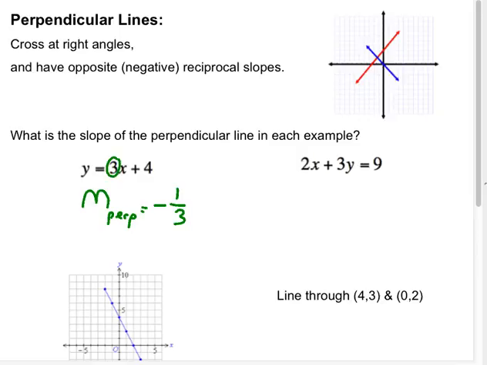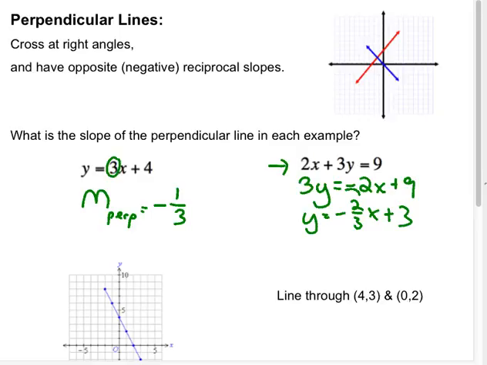What if I give you an equation like this? Well, now you can't see the slope yet until you get that y by itself. Okay, now that I have y by itself, here is the slope of the line. So I want the slope of the perpendicular line is going to be opposite, so that's going to make it positive, and reciprocal.